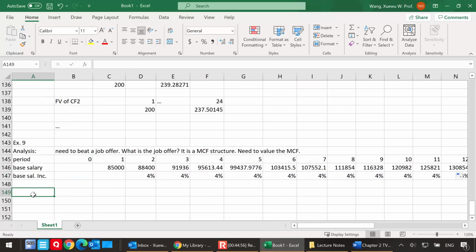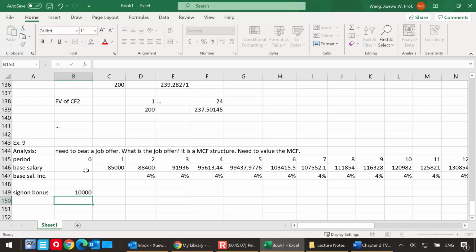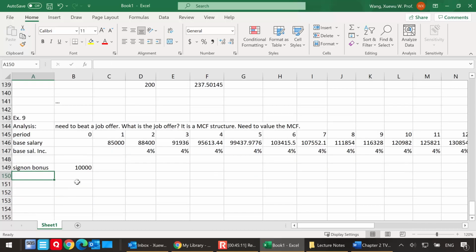All right, and then you have the sign-on bonus. Okay, and this is a one-time bonus. It's actually available immediately, so it's here underneath time point 0. Okay, that's the sign-on bonus. All right, and then you have the annual bonus.